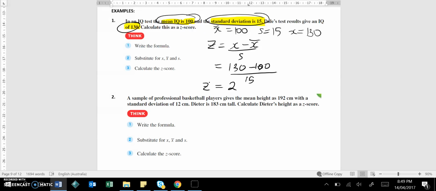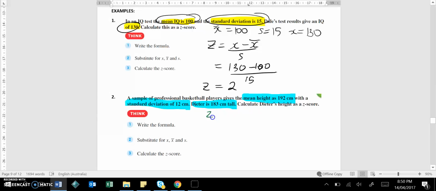Alright, next one. A sample of professional basketball players gives the mean height as 192 centimeters, really tall, with a standard deviation of 12 centimeters. Dieter is 183 centimeters tall. Calculate his height as a z-score.